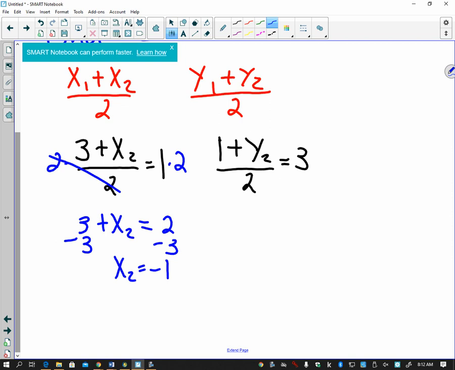Let's come over here. How do I do this over here? How do I solve for Y2? Multiply by 2. I have 1 plus Y2 equals 6.